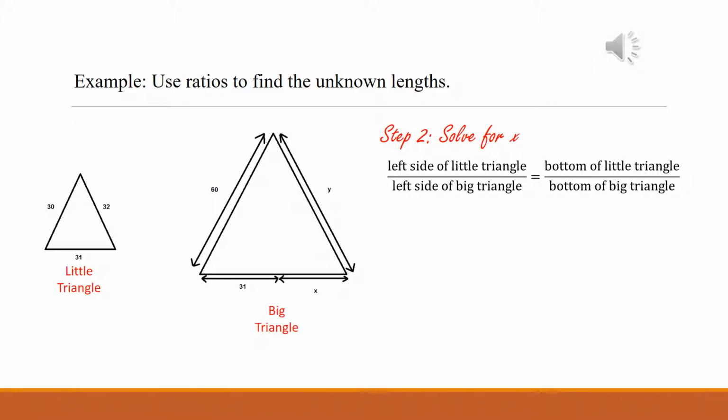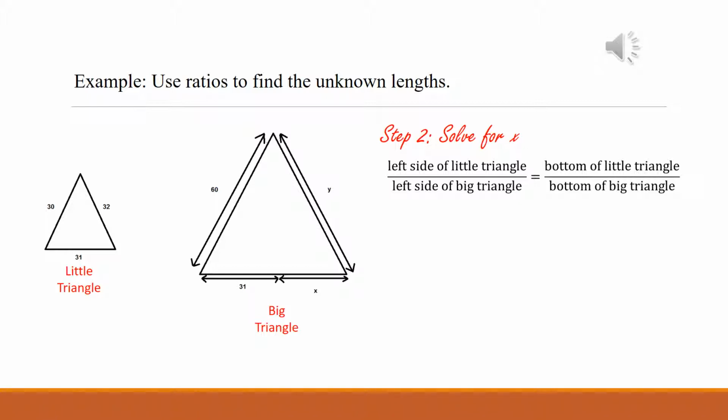Now that we've solved for y, we can move on to step 2, which is to solve for x. Now I've given you a hint here on how to set up this proportion. You can see here that I've set it up as left-hand side of the little triangle divided by left-hand side of the big triangle. I've set that equal to bottom of the little triangle divided by bottom of the big triangle.